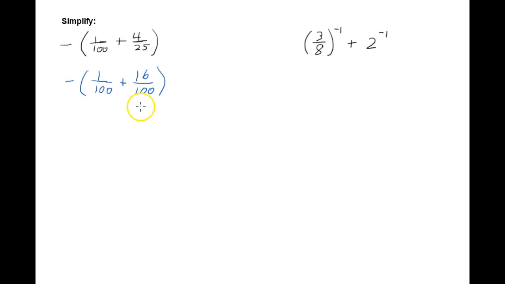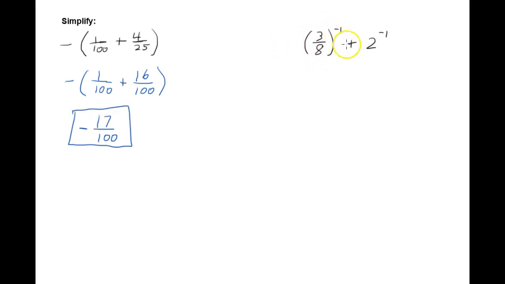And with order of operations, we're going to simplify what's inside the parentheses first, and then we'll apply this negative sign. So 1 plus 16 over 100 is 17 over 100. We don't need the parentheses anymore now that this is all simplified, and the negative is still tagging along outside. That's it. Let's go on to the next one.